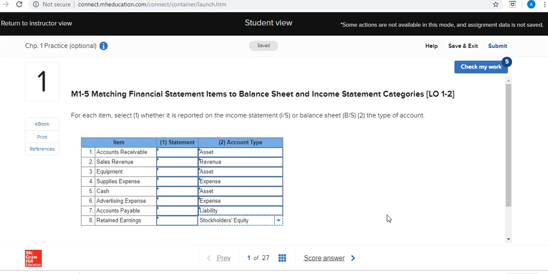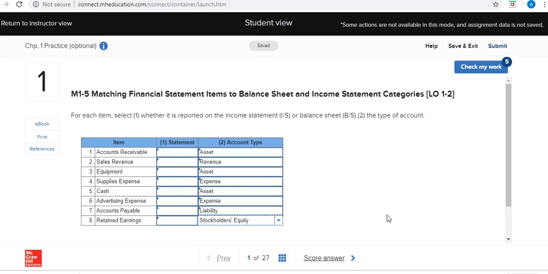The difference between an asset and an expense is that an asset represents a future benefit, something that is going to be used in the future to help you run your business. And an expense is something that you've used up, a cost for which you've received the benefit in the current period to help you earn revenue in the current period.